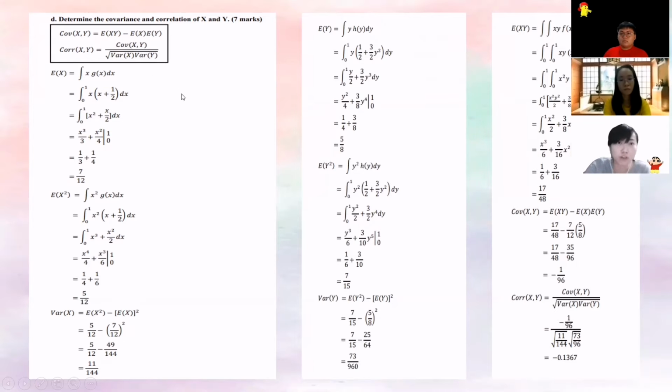To get variance x and variance y, it is not enough for us to only get the expected value of x and the expected value of y. We have to find the expected value of x squared and also the expected value of xy also. So here I separate it into 3 columns. And first we get the expected value of x, which is we have to integrate x gx.